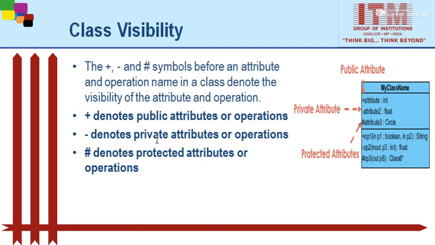As you can see here, these are the basic notations. Plus denotes the public attribute, minus denotes the private attribute, and the hash sign denotes protected attributes or operations. So if we want to show which attribute is public, you can add plus in front of that attribute, as you can see in the diagram. If you want to show that an attribute is private, you can add a minus sign in front of that attribute, and if any attribute is protected, then you can include the hash sign.